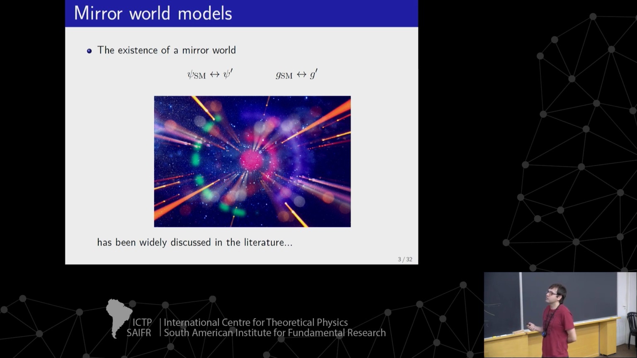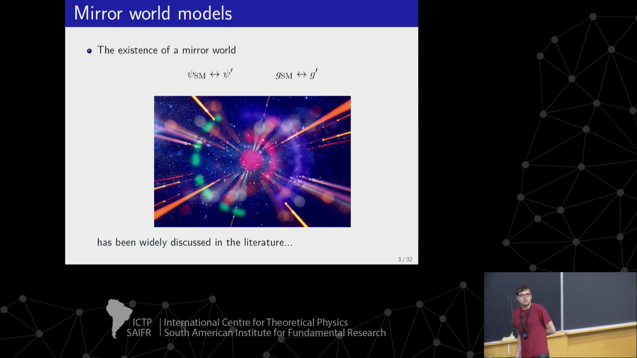So the existence of a mirror world is something like you can imagine for each standard model particle, there is a twin particle in this mirror sector. So there is a copy of the standard model sector belonging to this mirror sector. And also for each standard model coupling, there is a relative mirror or twin coupling in the mirror sector.